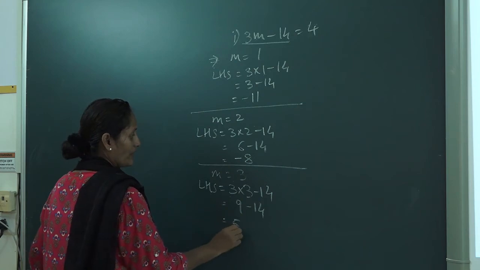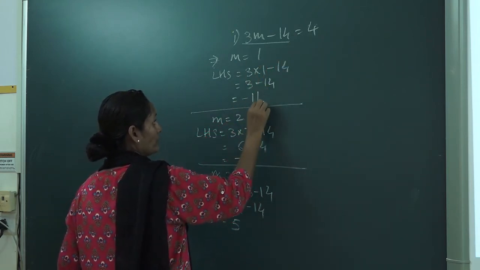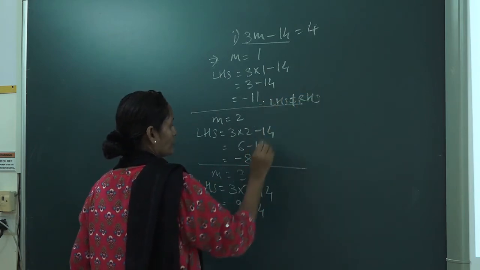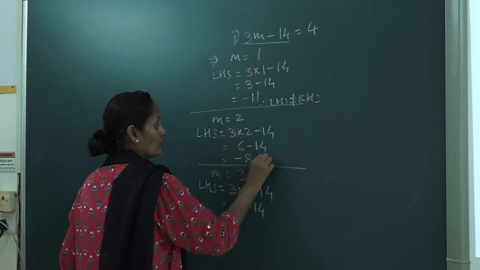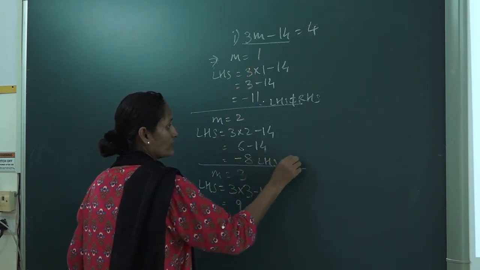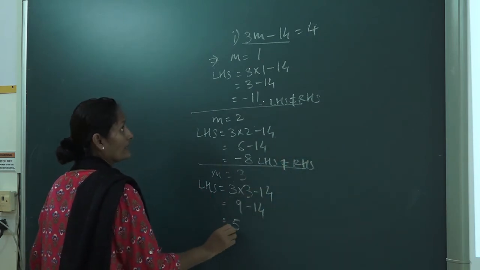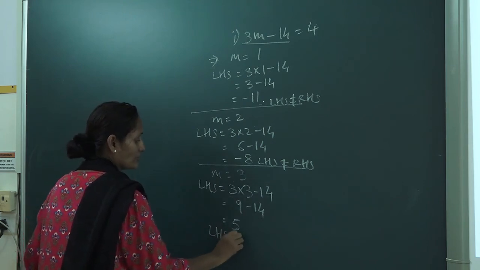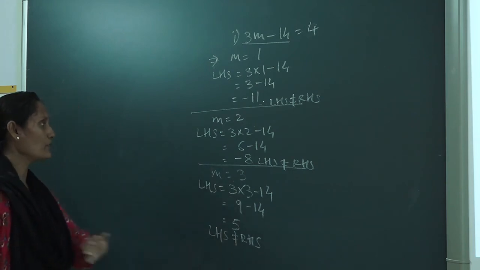Okay, and minus 5. Have you got 4 here? So what did you write? Therefore, LHS is not equal to RHS. Now here you got minus 8. Have you got 4? No. So LHS is not equal to RHS. This you have to write down. Now here you got 5, but what are we expecting? 4. So LHS is not equal to RHS. This you have to keep on writing.